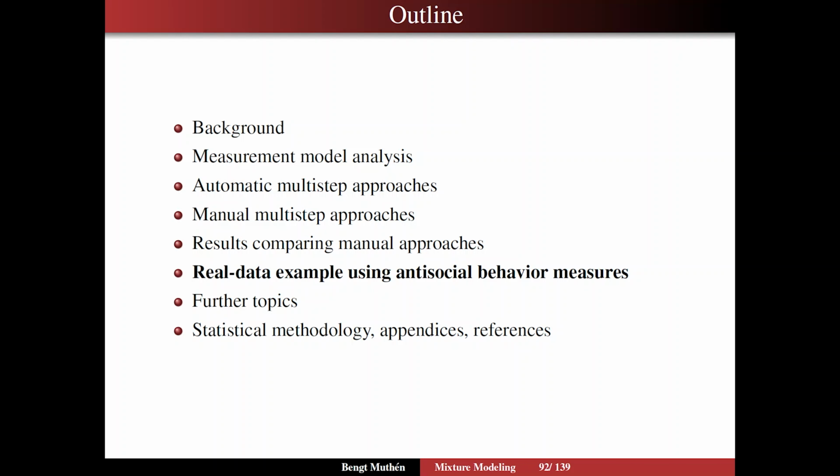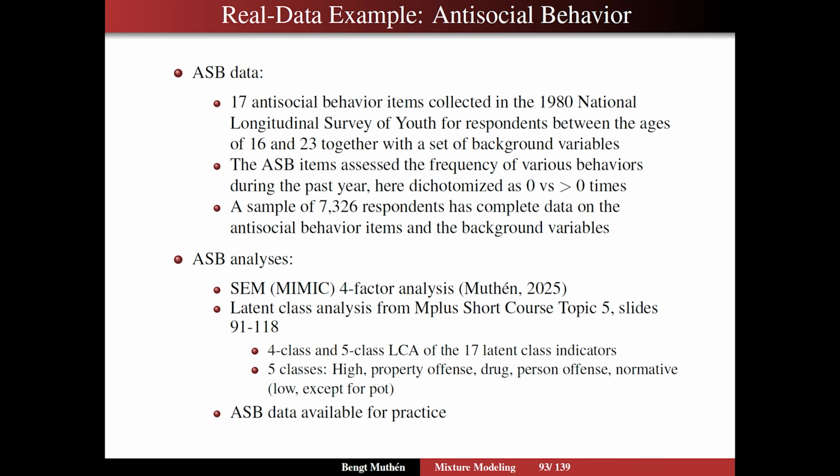Turning to the outline on slide 92, we're now going to take a look at the real data example. This uses antisocial behavior measures that I have been analyzing earlier. The data is called the ASB data, and it consists of 17 antisocial behavior items that were part of the NLSY, National Longitudinal Survey of Youth, for people between ages 16 to 23.